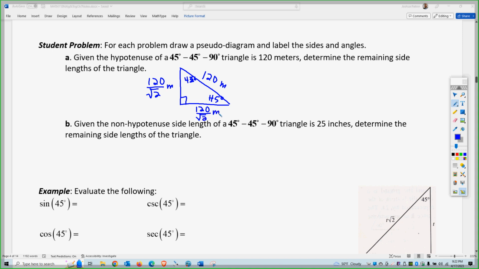Okay. Given the non-hypotenuse side of 25 inches. Okay, so draw this again. So this is 25 inches, right? That's 45 degrees. That's 45 degrees. That means the other one also must be 25 inches, right? And this means the hypotenuse must be longer, so 25 root 2 inches. Okay? All right.